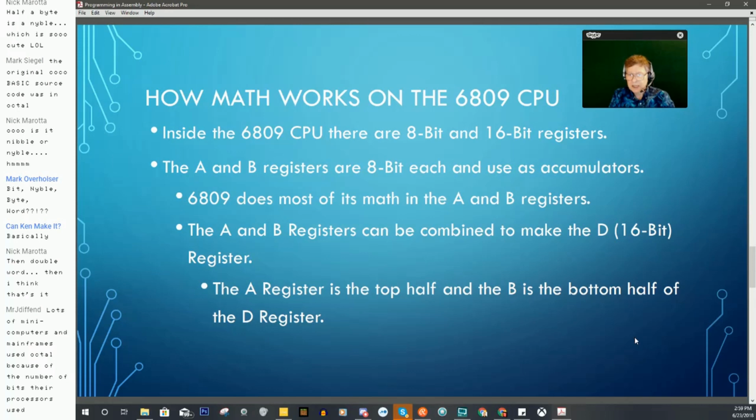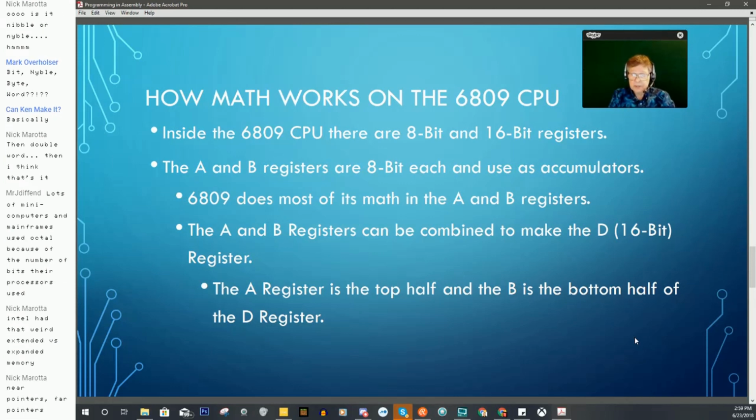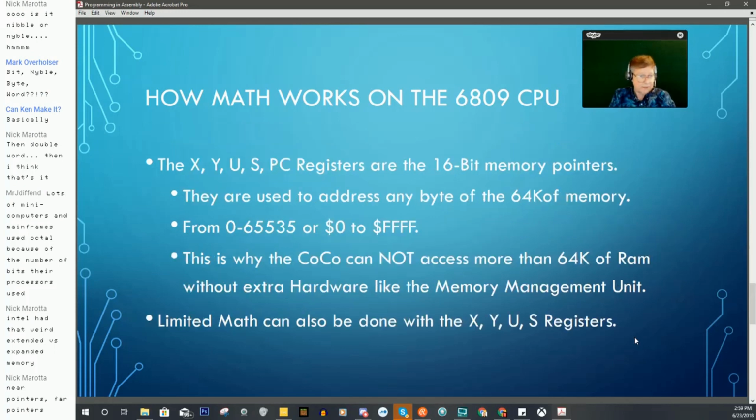But the main thing to think about from this slide is we're talking about the 8-bit accumulators that do the math, the heavy lifting when it comes to arithmetic. But they can be combined together, the A and B, to make a big D 16-bit register. Next slide. Yeah, and this was a big advantage of the 6809 over the previous things like the Z80 and the 6502, because they only had 8-bit registers, so you didn't have this nice shortcut.